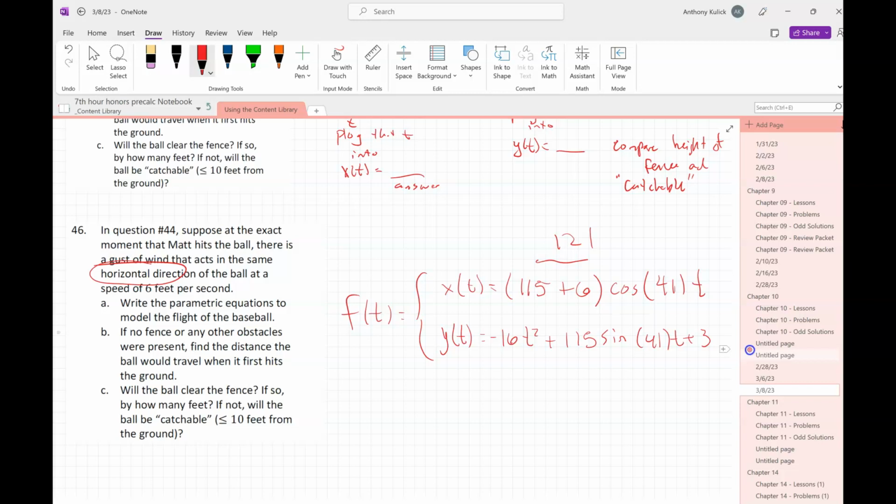And in fact, for part B, is the ball going to still be in the air the same amount of time? Yeah, because the y doesn't change, right? Solving y is going to be the exact same problem. It'll go further because the wind will push it a little bit further, but the ball will still be in the air the same amount of time. It's just going to go a little farther.